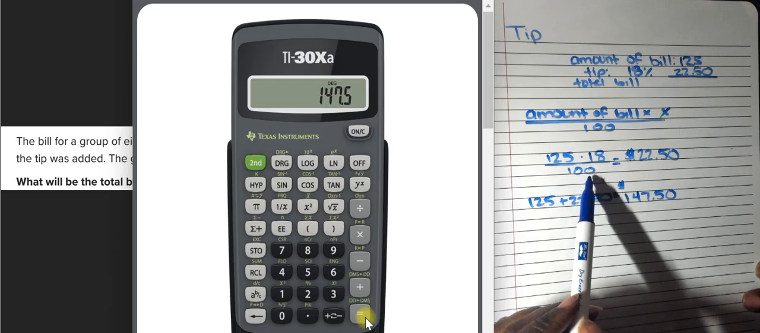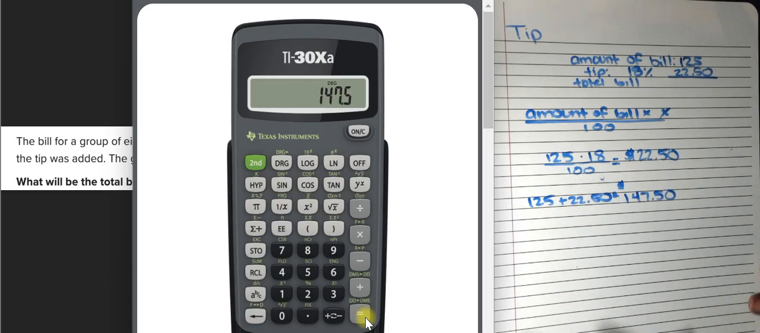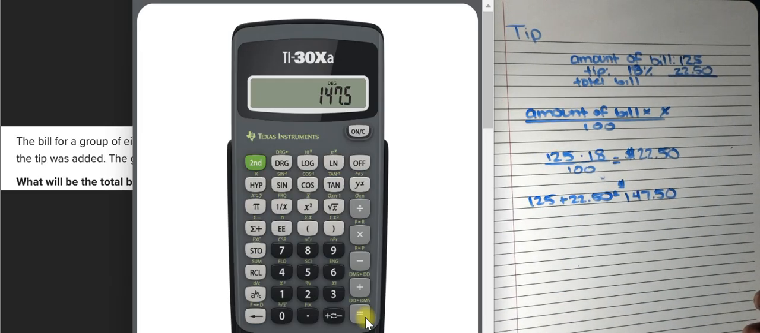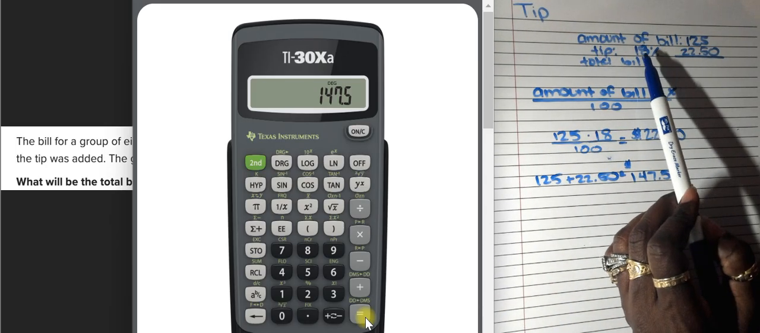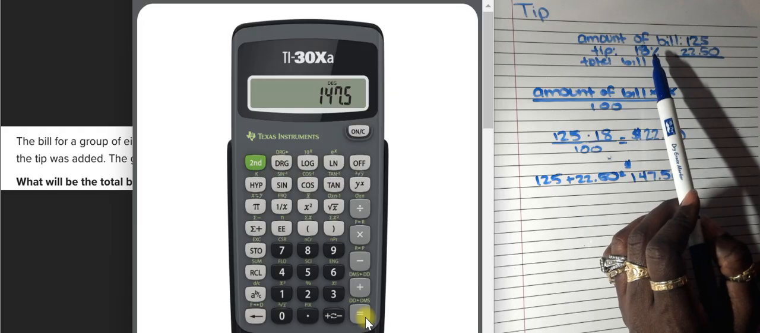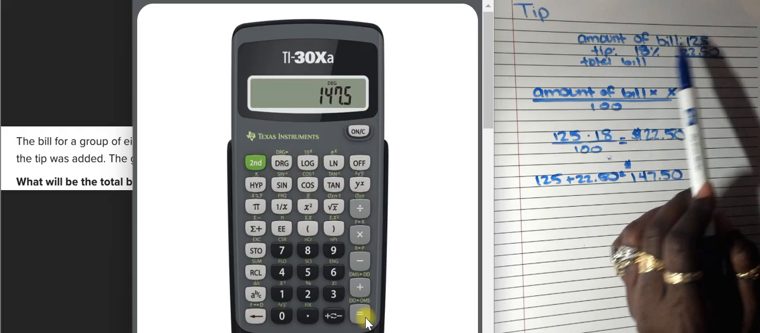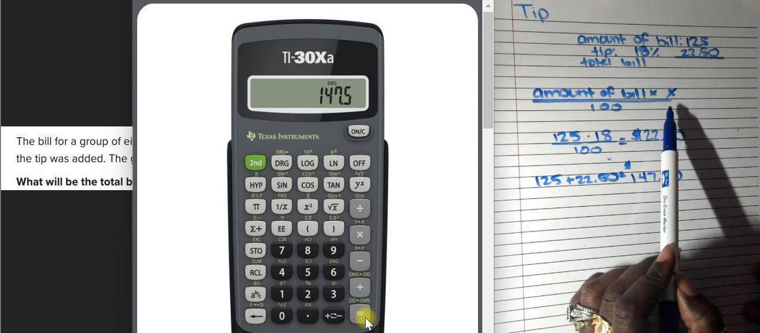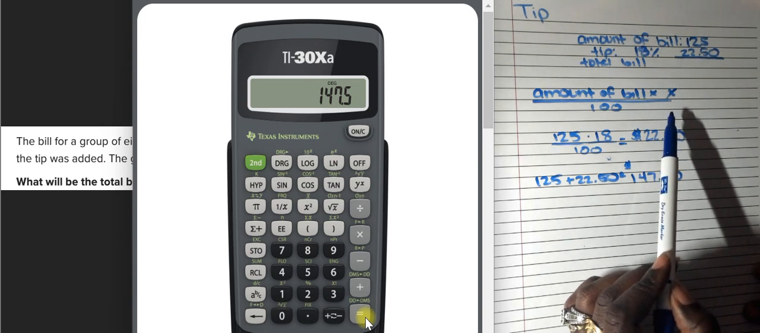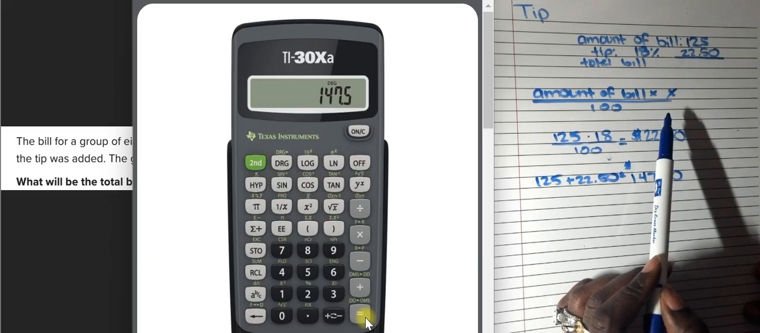Okay. So this is if we use a percent. Okay. And then you divide it over 100. Now I'm going to show you one more method. This is my preferred method, but it's completely up to you, whatever you want to use. I'm going to convert my percent into a decimal. And then all I have to do is multiply the amount of the bill times the decimal amount, which has already been converted into its decimal equivalent.